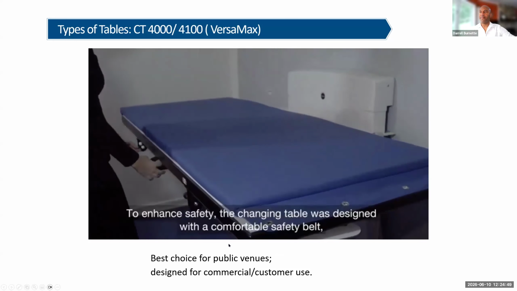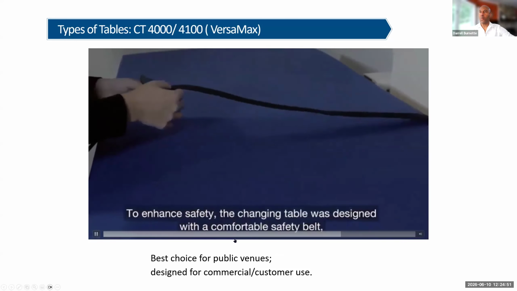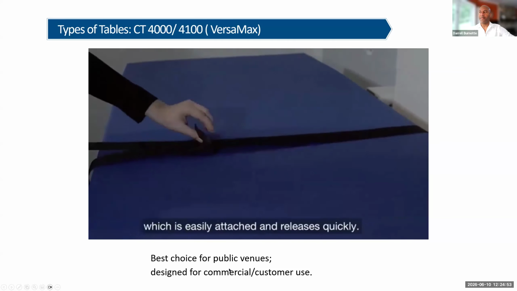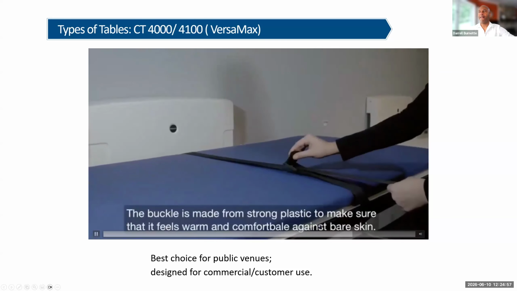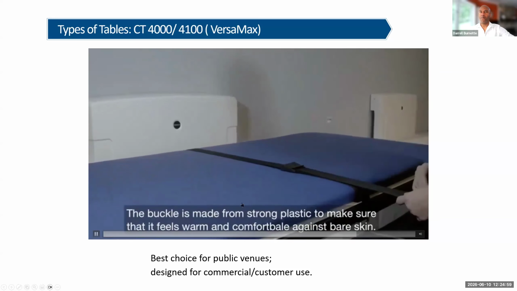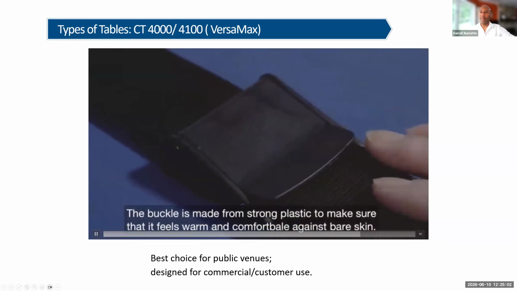To enhance safety, the changing table was designed with a comfortable safety belt, which is easily attached and releases quickly. The buckle is made from strong plastic to make sure that it feels warm and comfortable against bare skin.